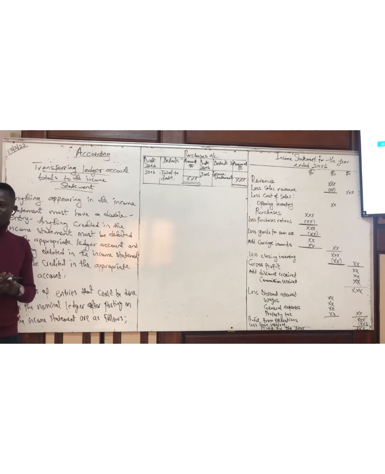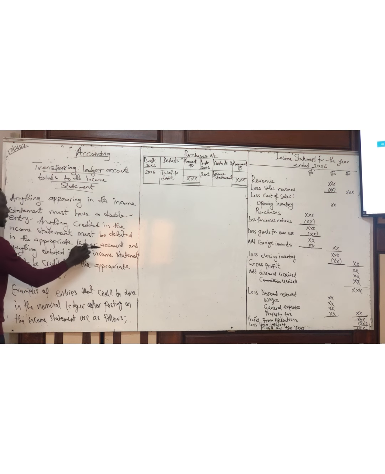So if it is debit, it becomes totals on the debit, income statement on the credit. If it is credit, it will become income statement on the debit, totals on the credit. So anything credited in the income statement must be debited in the appropriate ledger, that's the nominal ledger account. And anything debited in the income statement must be credited in the appropriate ledger account, which is still the nominal ledger. So here are examples of entries that will be done in the nominal ledger after posting on the income statement.